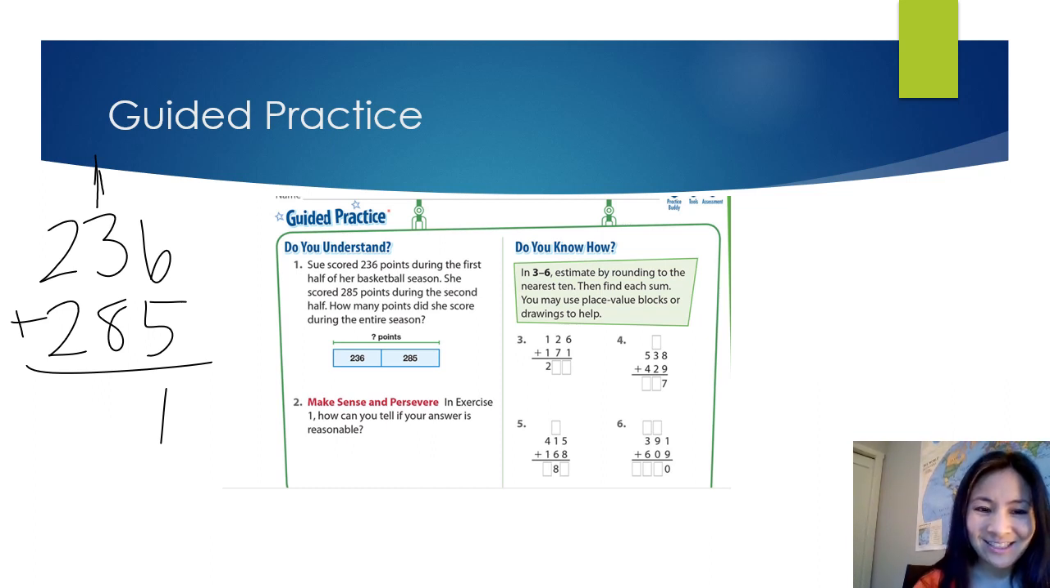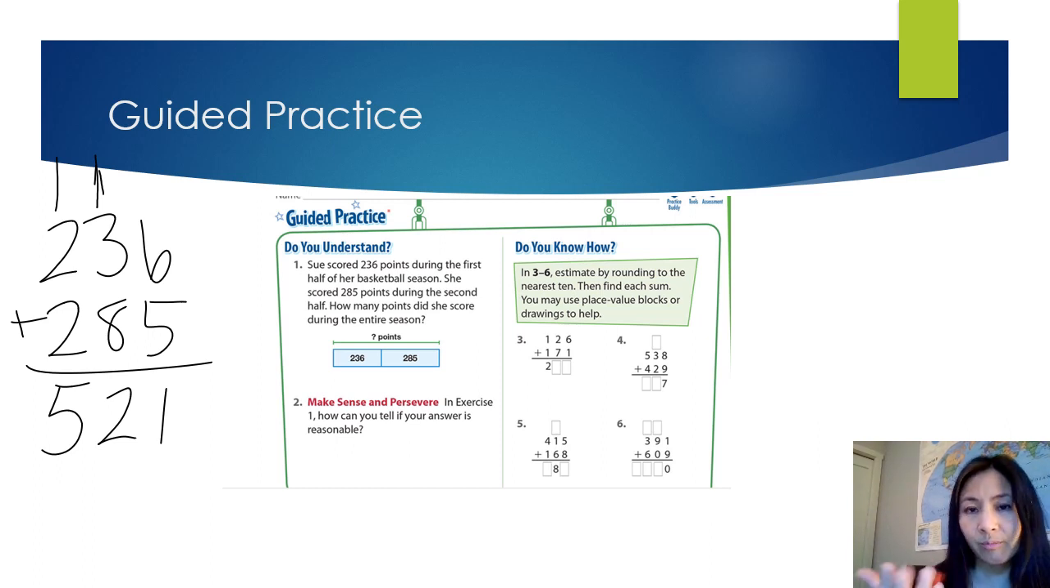And now add the tens. 1 ten plus 3 tens is 4 tens, plus 8 tens. What's that? 12 tens, right? So we regroup. 12 tens is equal to 2 tens and 100. Now add the hundreds. 100 plus 200 plus another 200 equals 500. So our exact answer is 521 points.